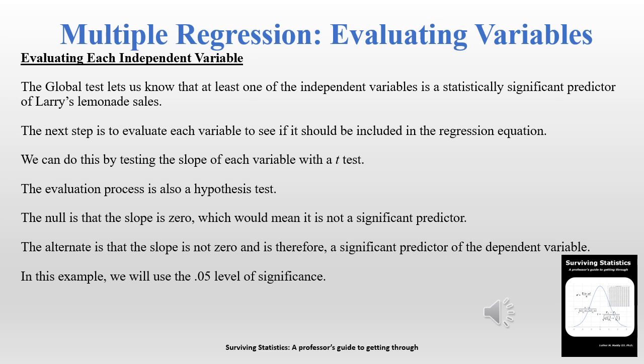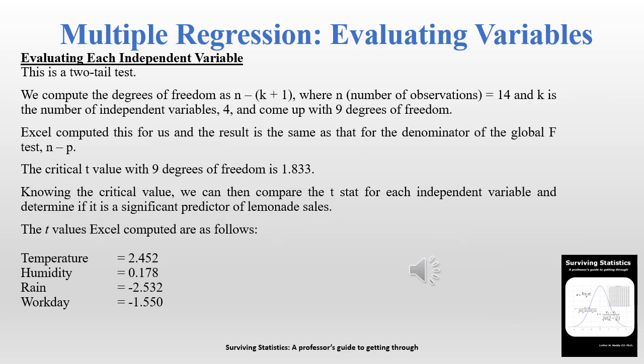The null is that the slope is 0 and that it is not a significant predictor. The alternate is that the slope is not 0 and it is therefore a significant predictor. We'll also use the 0.05 level of significance with the t-test to evaluate each of these variables. All right, again, evaluating each and every independent variable to see whether or not it's a significant predictor, we're going to use the t-test. Our degrees of freedom are computed as 9. And so using the 0.05 level of significance with 9 degrees of freedom, the critical value of t that we're looking for is 1.833.